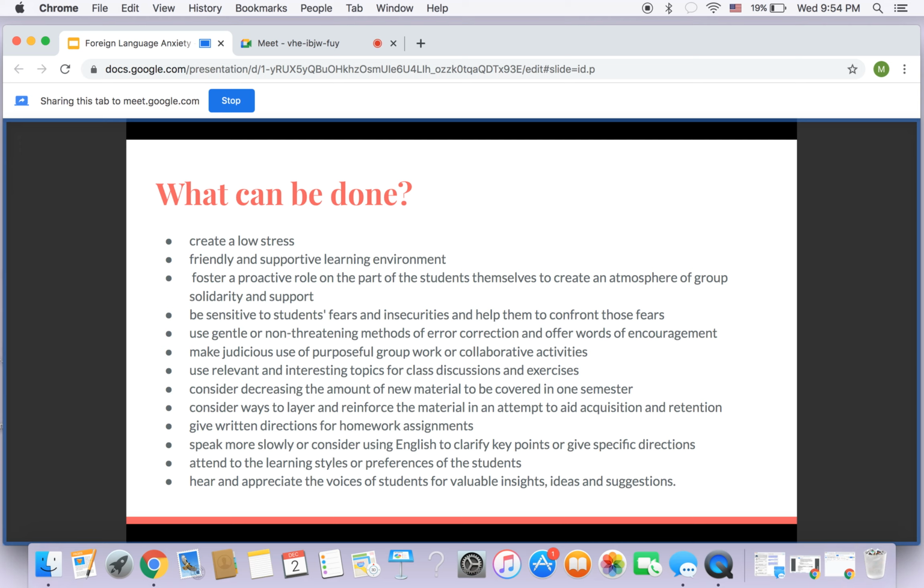So, as teachers, we should consider our students and help them to lower their anxiety, motivate them, be there for them, and help them with every single thing that they need. And it's possible for us too.